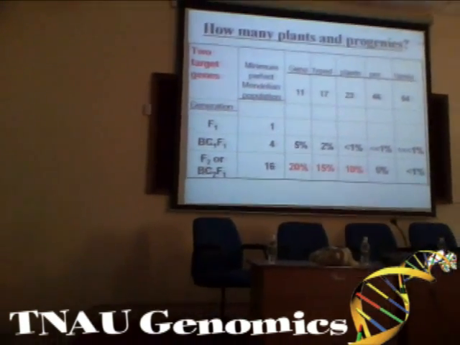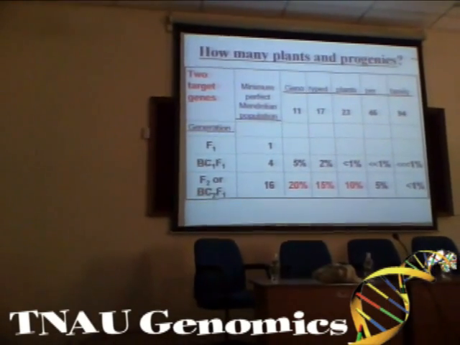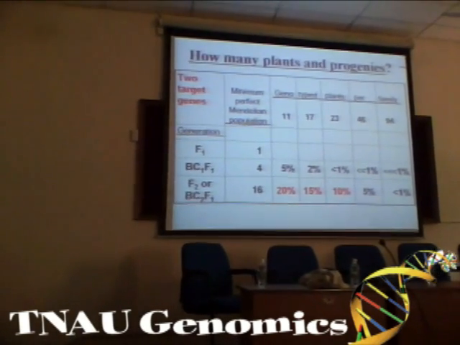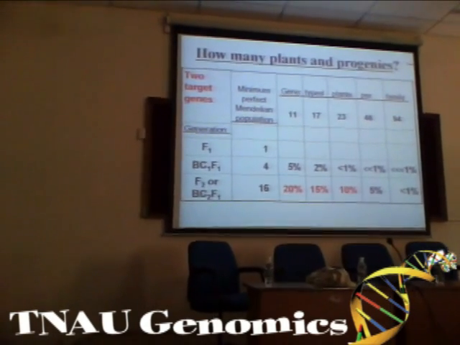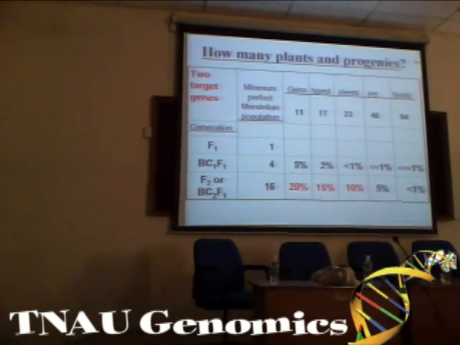For BC1F1, the minimum population size is 4 individuals, and you need 11 plants to have 95% probability of carrying forward at least one individual that's heterozygous at both of those loci.